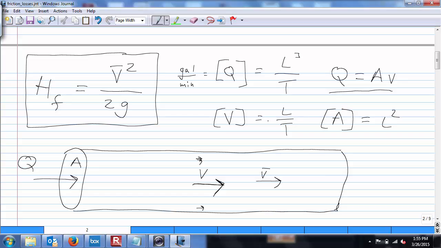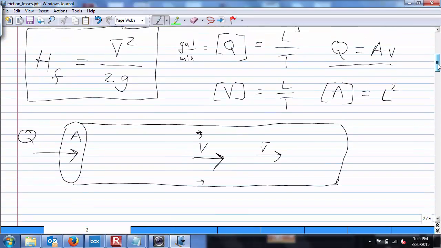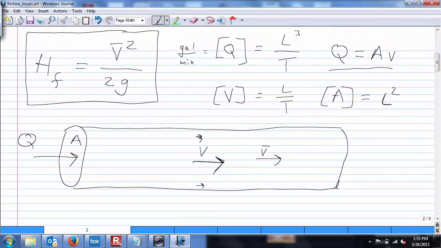We know that velocity is length per unit time, and the only other variable we have is the area of the pipe. So from that, we can determine that the volumetric flow rate just equals the area times the velocity. Pretty simple, because the area, again, is just L squared. Multiply your L squared by L over T, and you get L cubed over T. All right, so that's pretty straightforward. And then once you've got your velocity, you can then calculate your pressure head loss.